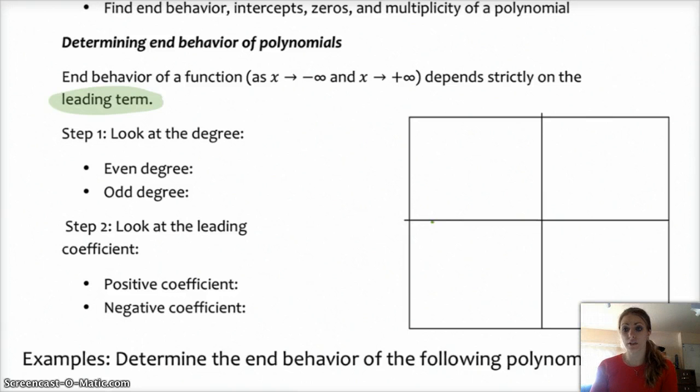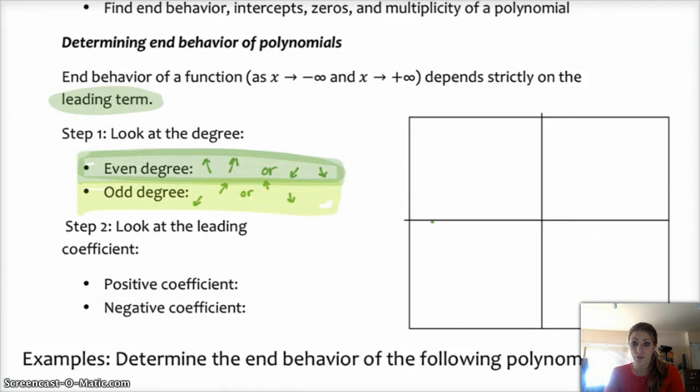So anyways, that's what you want to look for. You look at your degree. Even degree, you've got goalposts. And odd degree, you've got something like that. Okay, so those are your possibilities based on the degree.